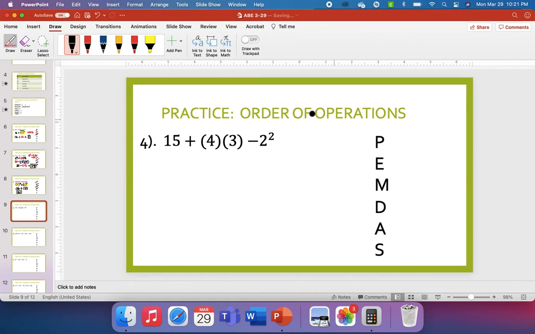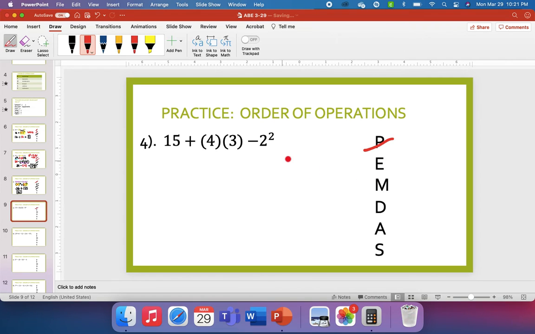Now, if you look at this problem right here, it's 15 plus 4(3) minus 2 squared. Now, notice we do have parentheses in this problem, but in this case, the parentheses has a different meaning. Because in math, parentheses usually separate our exponents or our operations, but in this case, these parentheses right here mean multiplication. Okay, so you don't want to simplify that first. What you want to do is go ahead and simplify my exponent first.